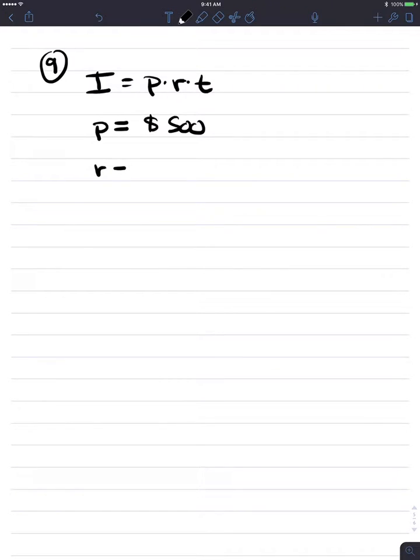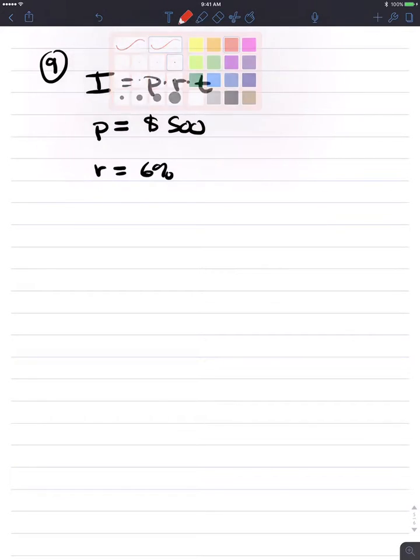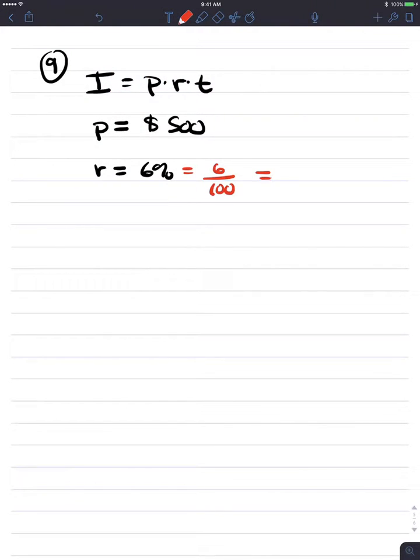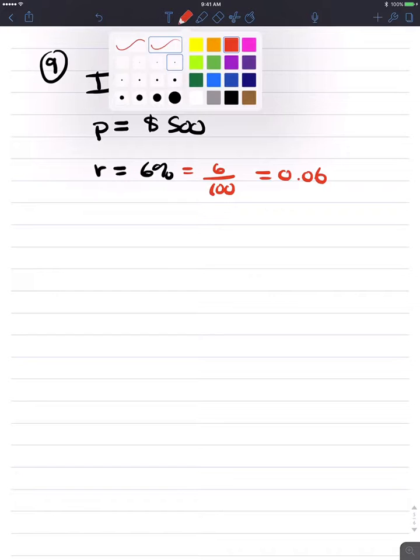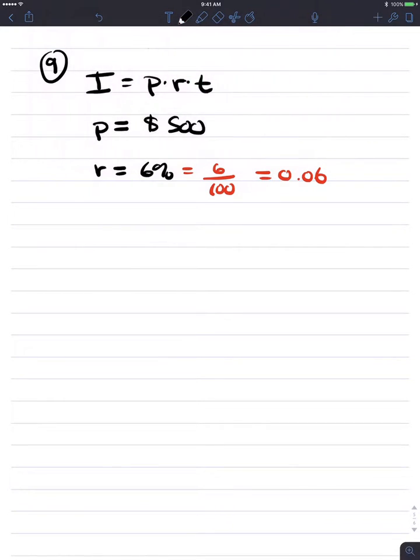The annual rate here is 6%. Notice 6% is written as 6 over 100, or 0.06 as a decimal. We'll be using the decimal. We can also use the fraction. The time they tell us here is going to be 3 years.